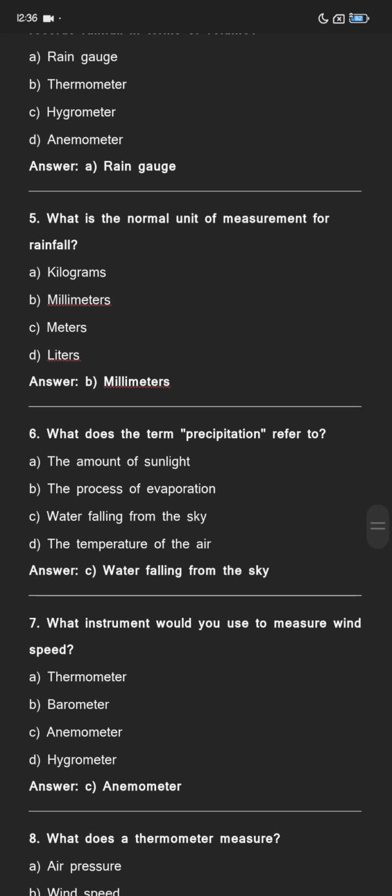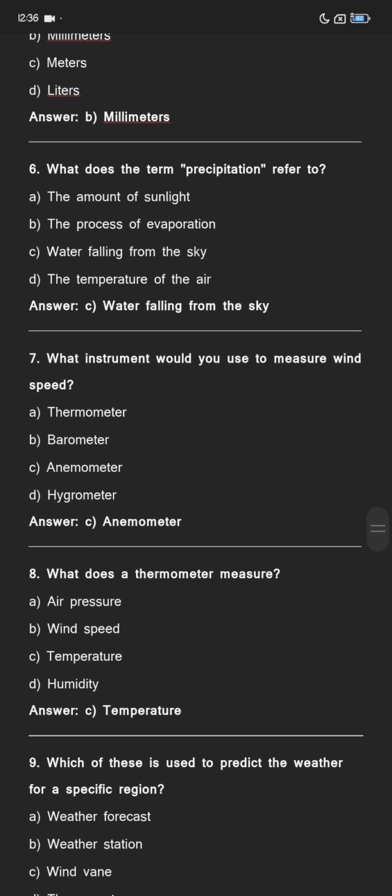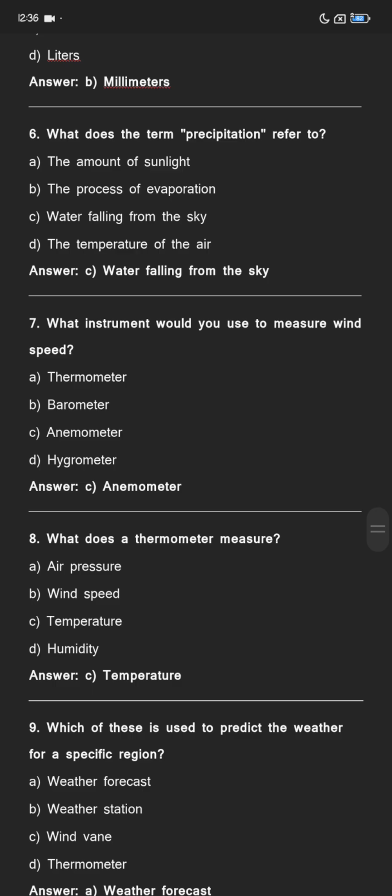What does the term precipitation refer to? The amount of sunlight, the process of evaporation, water falling from the sky, the temperature of the air. Answer is water falling from the sky. What instrument would you use to measure wind speed? Thermometer, barometer, anemometer, hygrometer. The answer is anemometer.